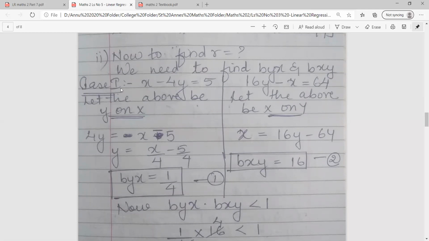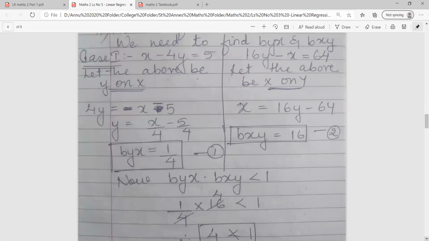So now we will do case 1 and case 2. We'll make an assumption: let the first equation be y on x and the second equation be x on y. For y on x, we'll leave y over here and take the rest to that side, so I'll get byx to be 1 by 4. Similarly, the second equation we'll take as x on y. We'll keep x over here and take all the rest to that side. So I get 16y minus 64, so bxy comes to 16.